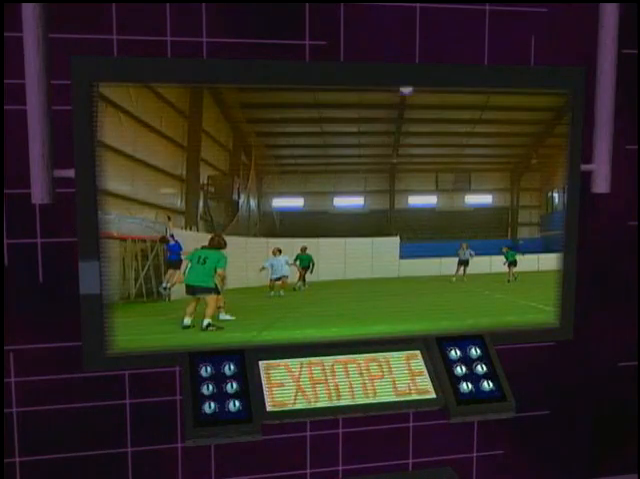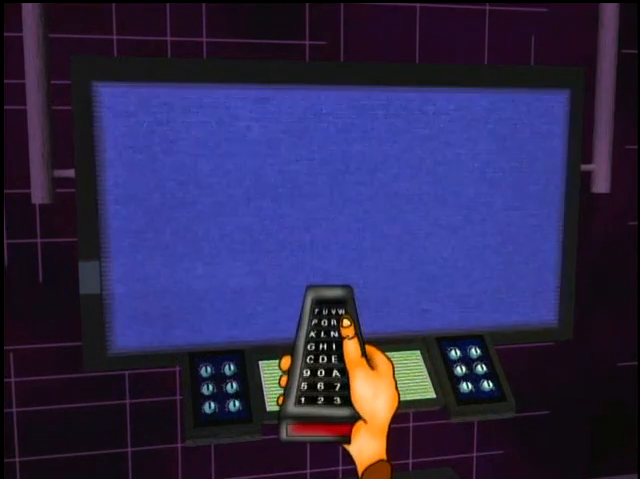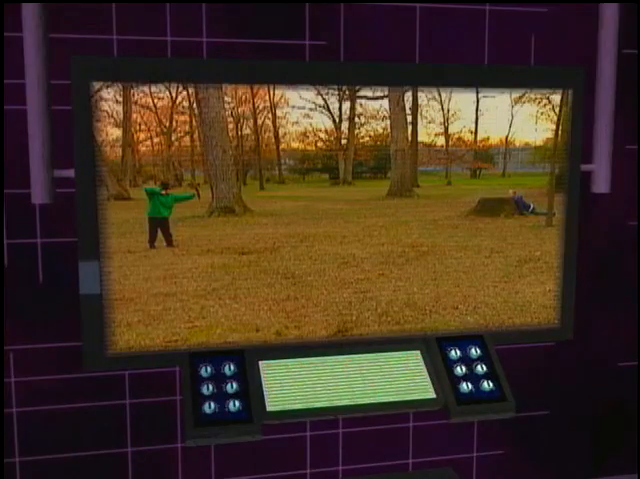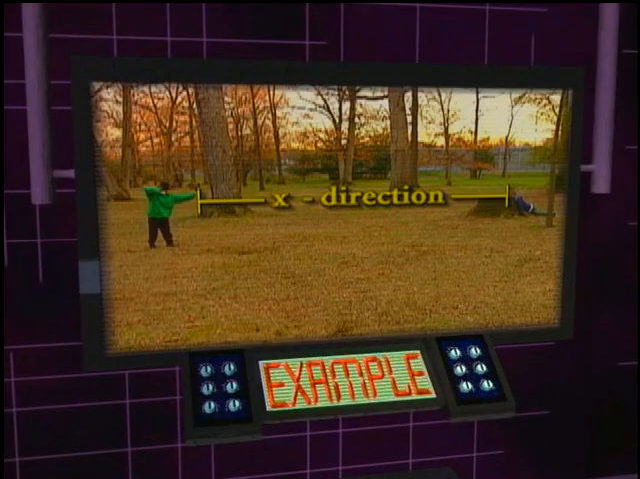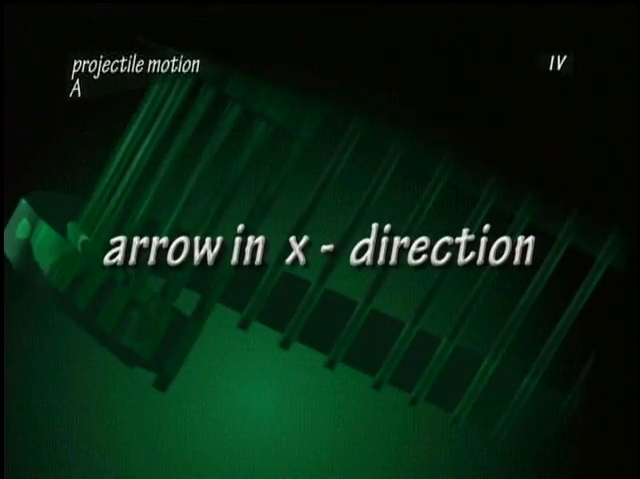Remember, in the soccer ball problem, we wanted to know how high off the ground the soccer ball was. We wanted the vertical height. So that's distance in the y direction. In this example, we want to know the distance the arrow has traveled horizontally, or in the x direction. The question is asking for the distance the arrow traveled in the x direction.